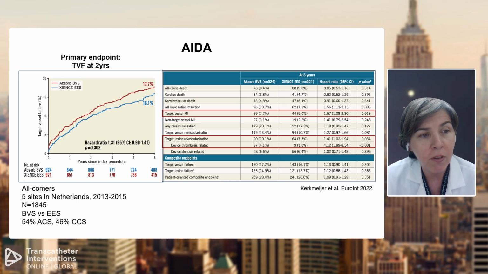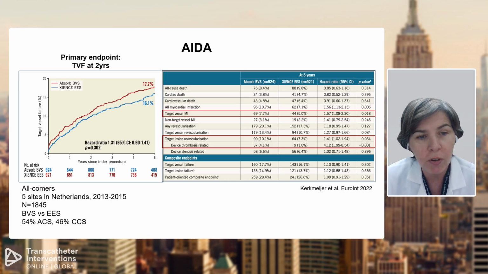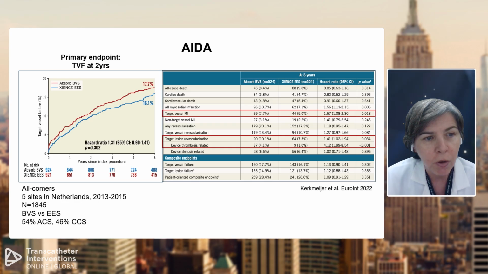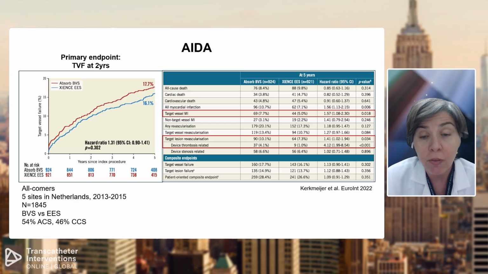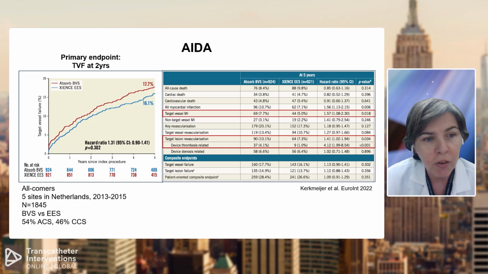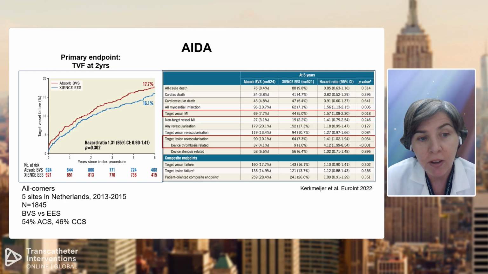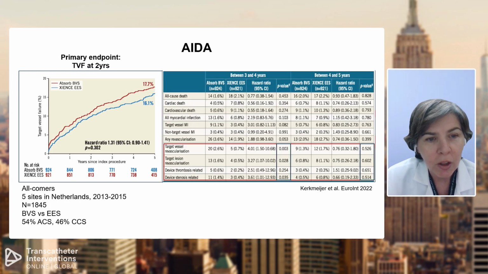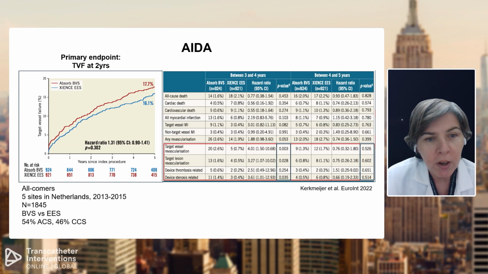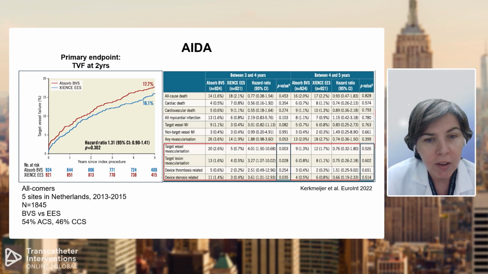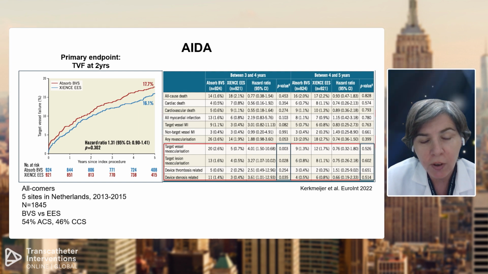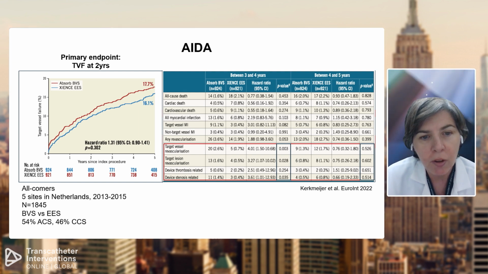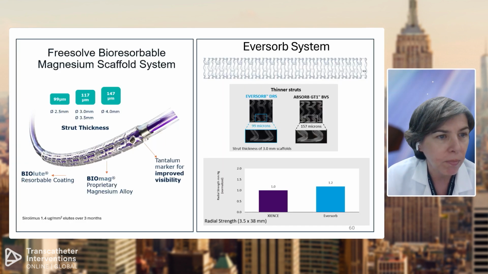Found no significant difference in target vessel failure at 2 years, but just as in the Absorb program, saw this excess event rate of target vessel MI, target lesion revasc, driven by device thrombosis issues. Just interestingly, when they looked at the time phenomenon that we just saw in Absorb, when they looked at 3 to 4 years, they still saw this signal of excess events in the BVS group, but once they got to 4 to 5 years, it was lost and there was no excess events.